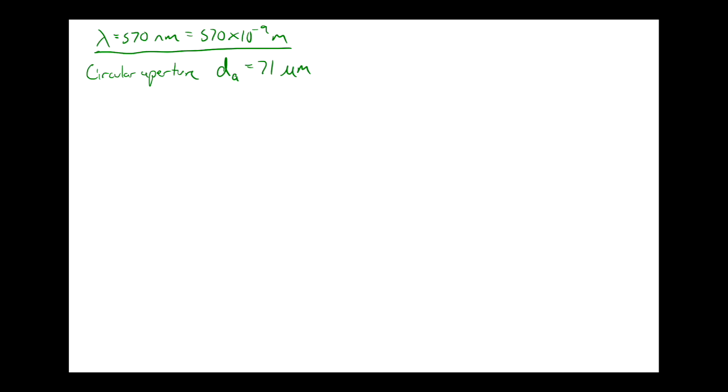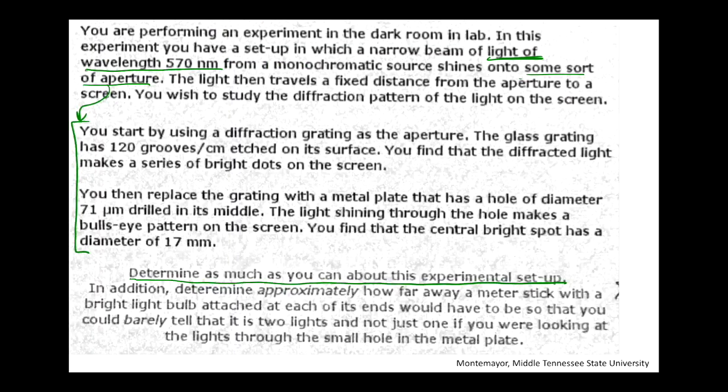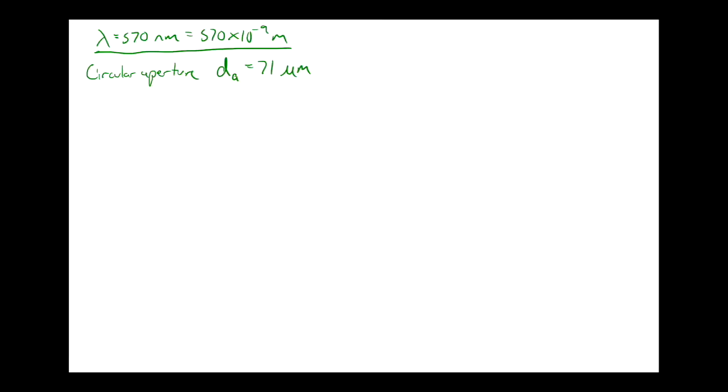Can someone tell me another piece of information about the circular aperture and that part of the experiment from this paragraph? The bright spot diameter, the central bright spot diameter. What did we call that on Wednesday? The Airy disk. So this is the diameter of the Airy disk. They say that's 17 millimeters. The thing is, the equation we have is for the radius of the Airy disk, and we called that R1. So clearly that's going to be 8.5 millimeters.